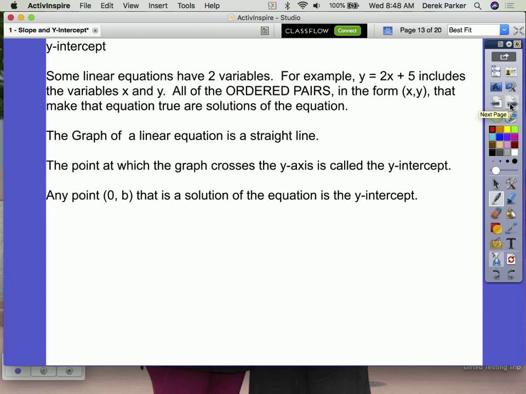Some linear equations have two variables. For example, y equals 2x plus 5 includes the variables x and y. All of the ordered pairs in the form xy that make that equation true are solutions of the equation. So no matter what ordered pair you plug into this equation, it's going to be a solution for that graph, no matter what. Remember, where the graph crosses the y-axis, it is called the y-intercept, which is also b.